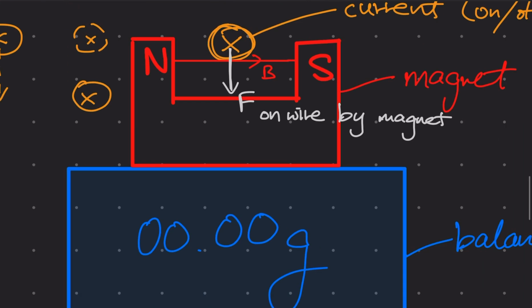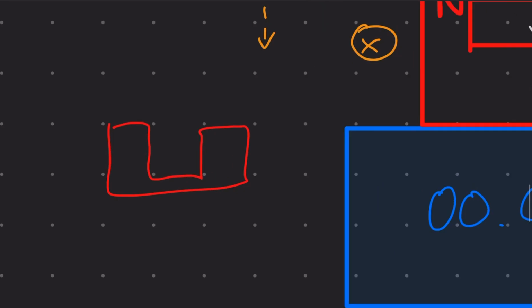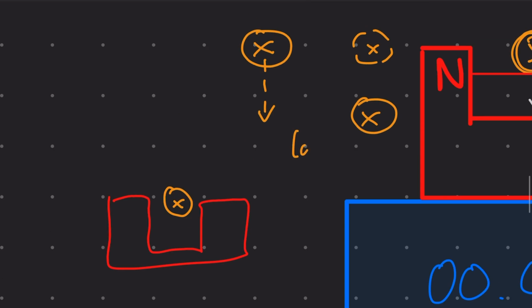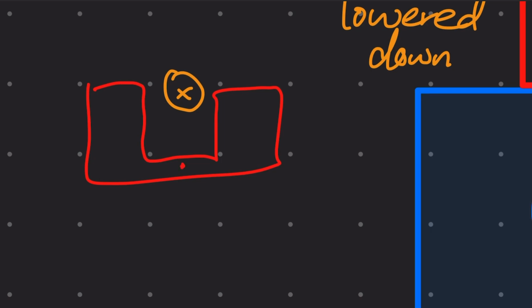Well, if you think about it, it makes sense. Because everyone knows that if you have two magnetic substances, they will attract. Let me just quickly redraw my scenario. This is our magnet, and this is our wire. The reason that the wire will be lowered down, I'm not sure my grammar is correct, the reason that it will be lowered is because, let's just say the magnet is actually attracting this wire.